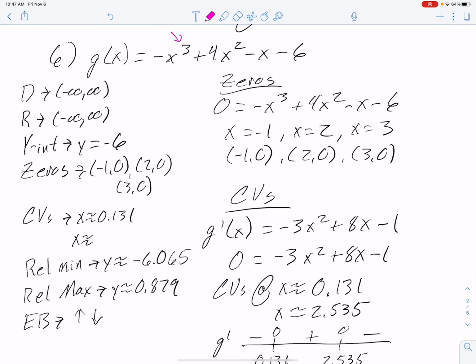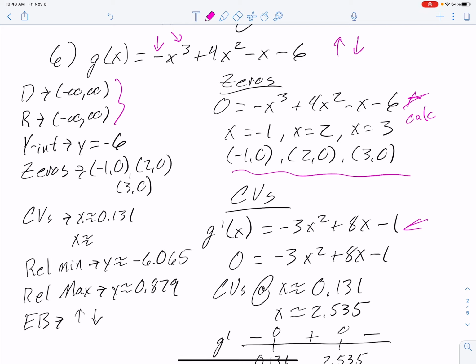Number 6, again, third degree polynomial, so I already know my domain and range are all real numbers. Negative 4. So my end behavior is going to be up on the left, down on the right, and any maxes and mins I get are going to be relative. Now, this function was not factorable. I used my calculator to come up with my zeros. Even though they are integers, it doesn't mean we would have been expected to factor.